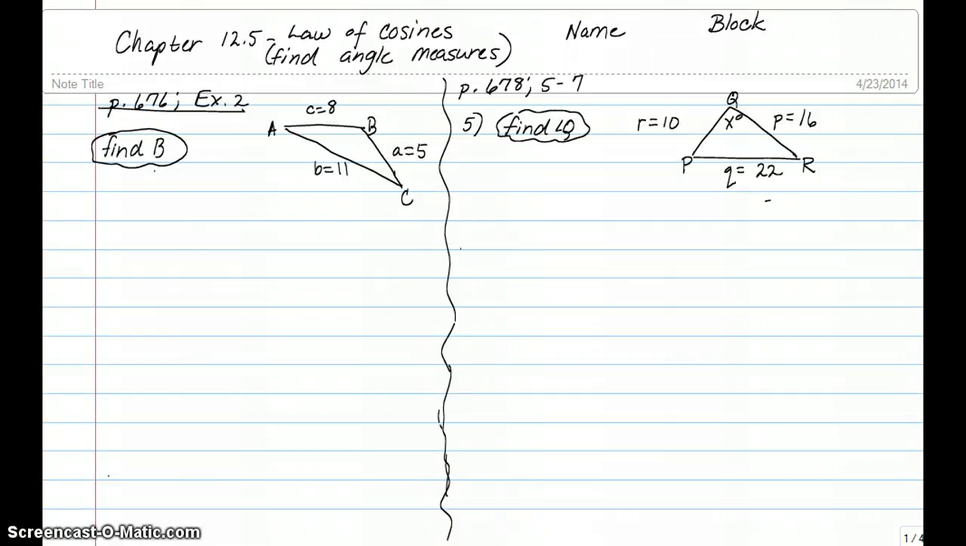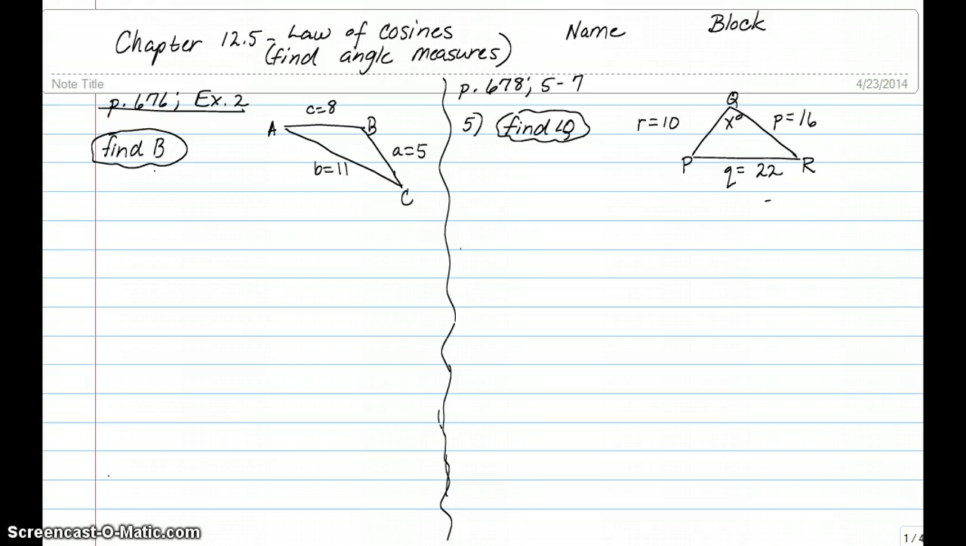This is chapter 12.5, Law of Cosines. We've already used Law of Cosines, which is used with non-right triangles, to find side measures. Now we're going to find angle measures. So if you please turn to page 676, example 2 in your book, you're going to see this particular problem.